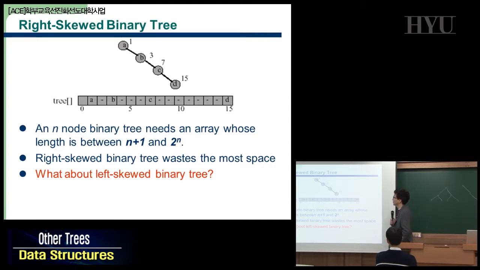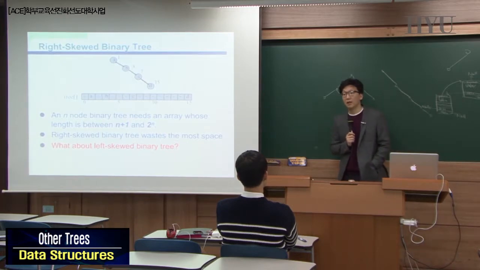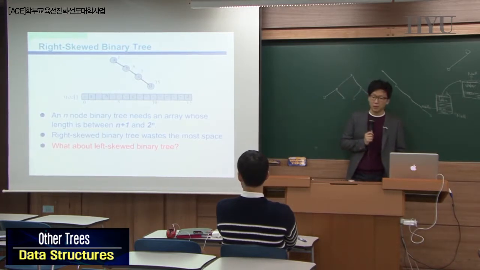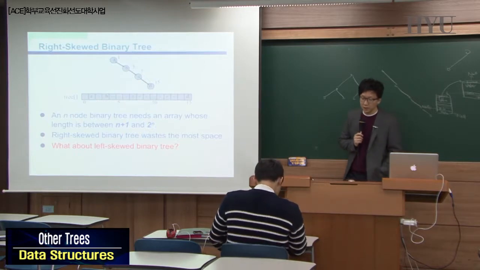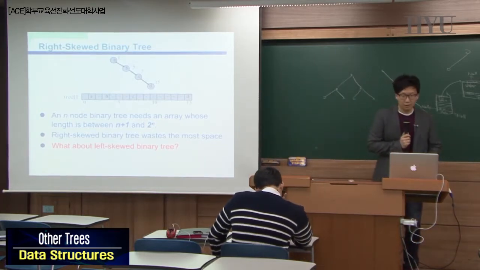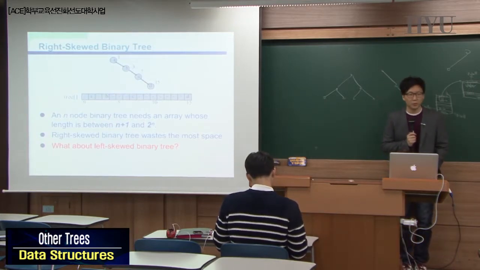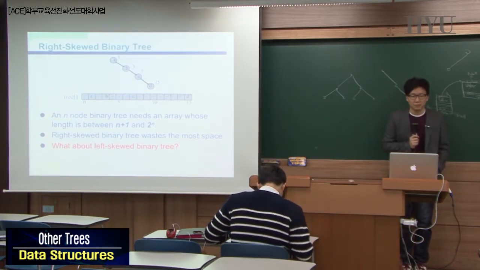Yeah. So if you don't know which tree you're dealing with, but you only know the height of the tree, then the maximum array size you should define is 2 to the h minus 1, right? That's how much you need, or in minimum cases, n plus 1 nodes. So right-skewed binary tree wastes more space. What about left-skewed binary tree? How does left-skewed work? It's pretty much the same thing, but still wasting a lot of empty spaces right there.